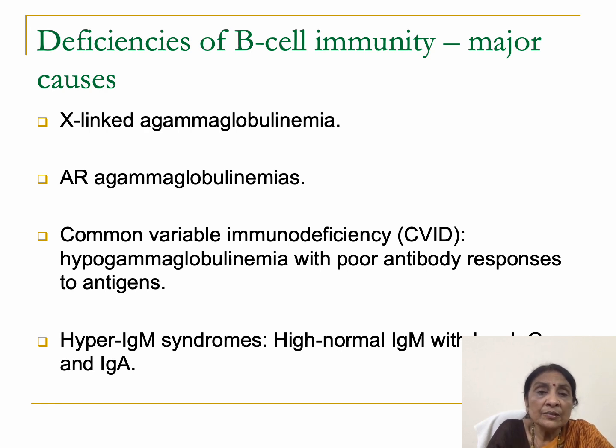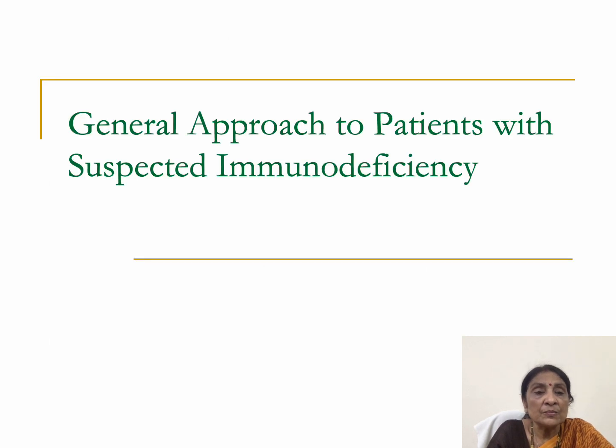Now, the major causes of B cell immunity deficiencies are X-linked agammaglobulinemia, autosomal recessive agammaglobulinemia, common variable immune deficiency, hypogammaglobulinemia with poor antibody response, hyper IgM syndrome, high normal IgM, and high IgA syndromes.